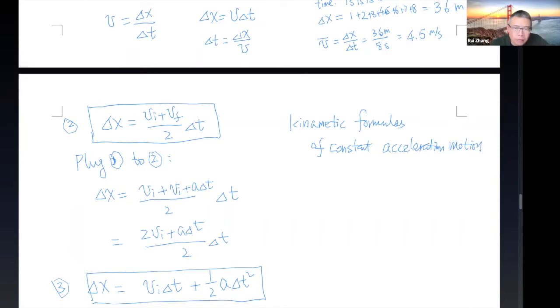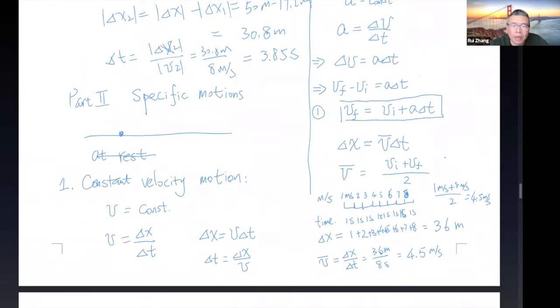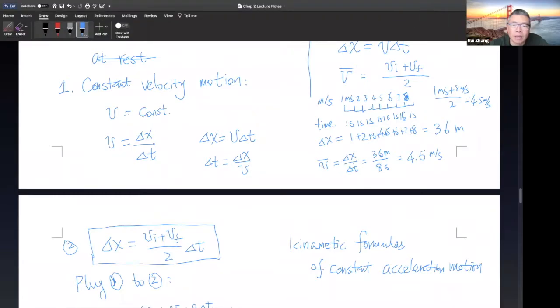As you see here, they're not totally independent. Essentially, the first and the second formulas are the most fundamental ones based on our derivation.